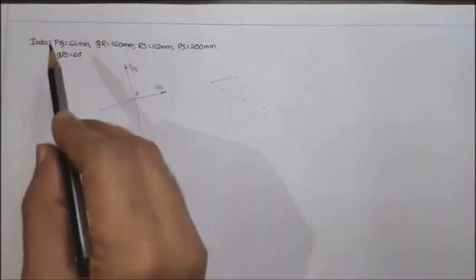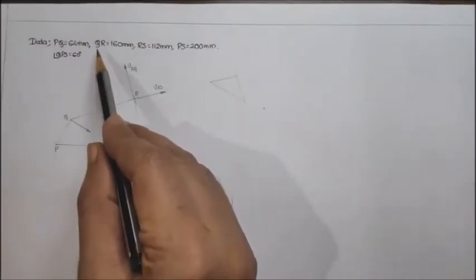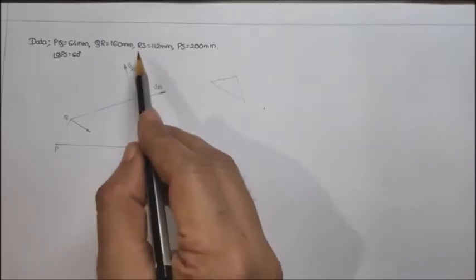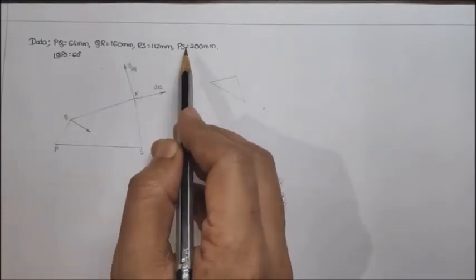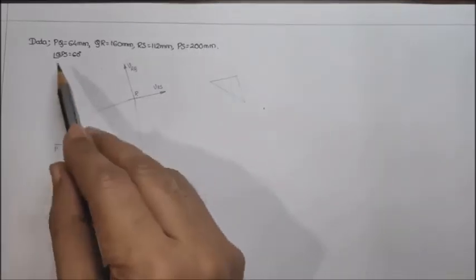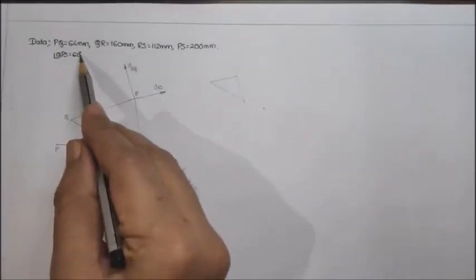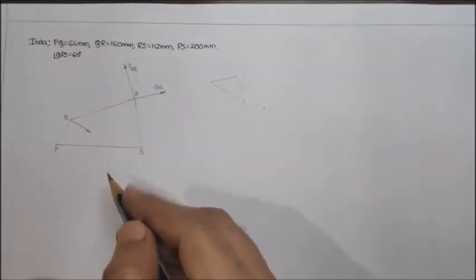So data here is PQ is equal to 64 mm, QR is equal to 160 mm, RS is equal to 112, and PS is equal to 200 mm. Angle QPS is equal to 60. So this is what we are having.